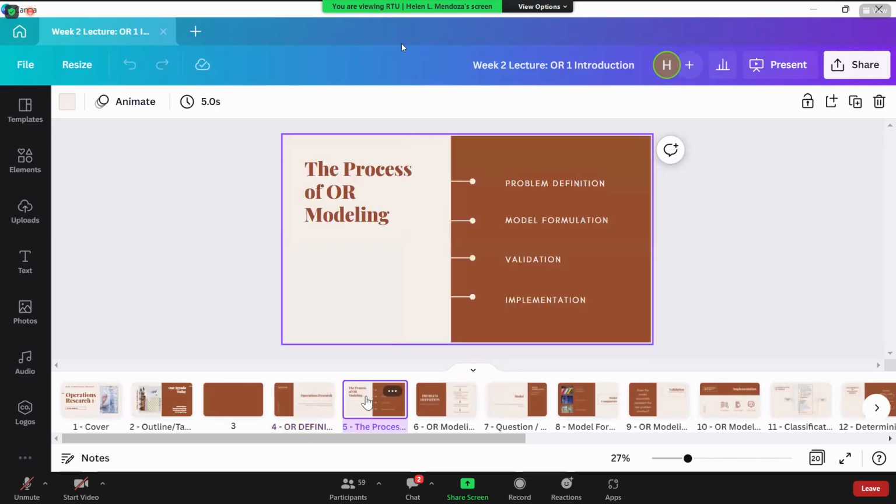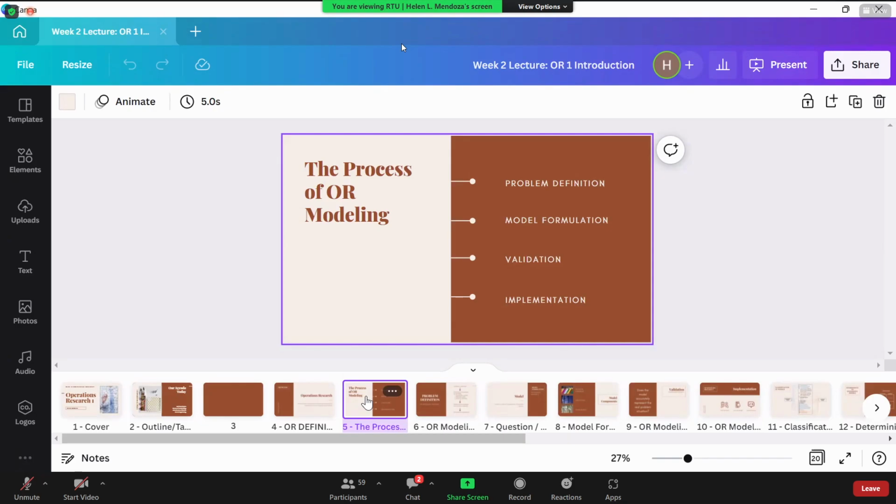But before we do that, let us take the process of OR modeling. OR modeling would start with the problem definition, that is, acknowledging that a problem exists. Because not unless we define that there is a problem, we would not wish to consider a solution. We would only formulate or come up with the model of the problem. It is because we are able to define the problem.